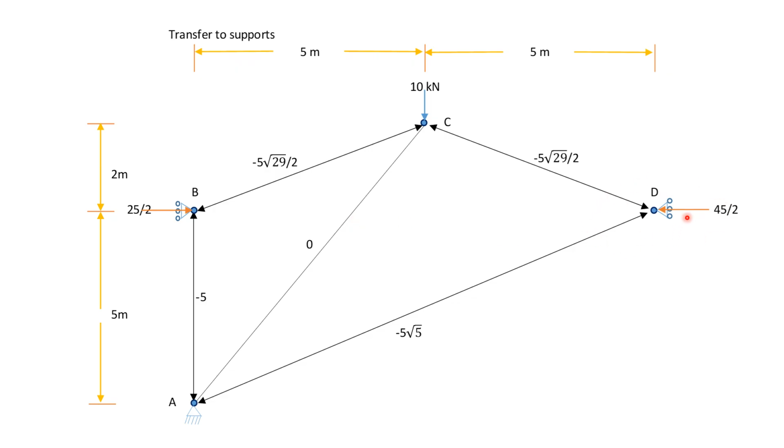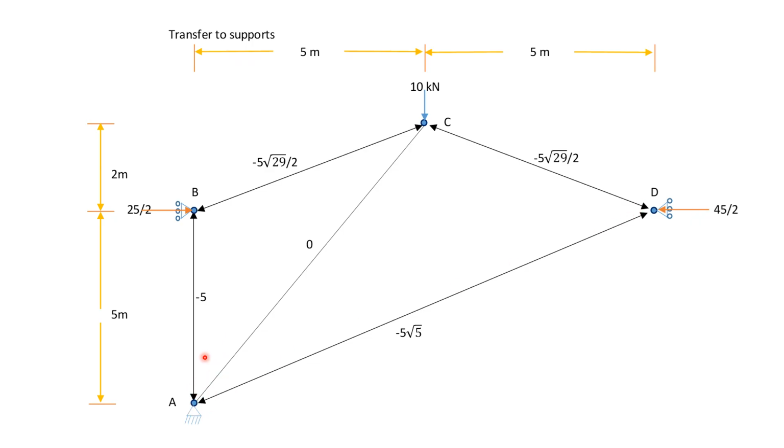For equilibrium at D, since it's on rollers, the vertical component from DC must be balanced by the vertical component from AD. So you need -5/5 in compression in the member AD. And to balance these forces horizontally, you need an external force from the support of 45/2 in this direction at D.